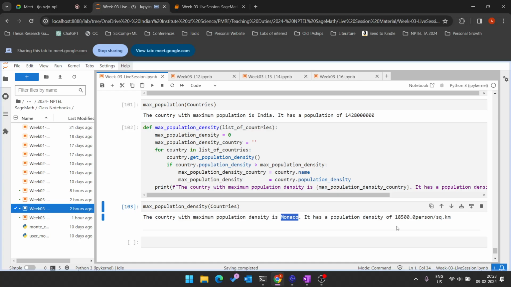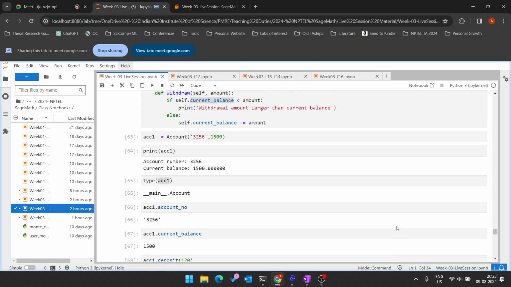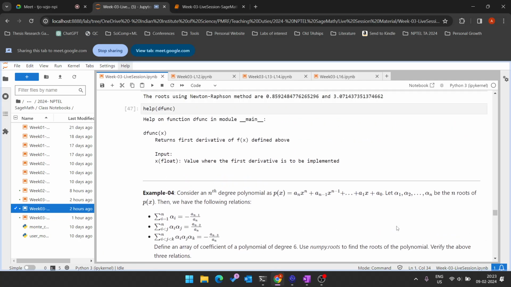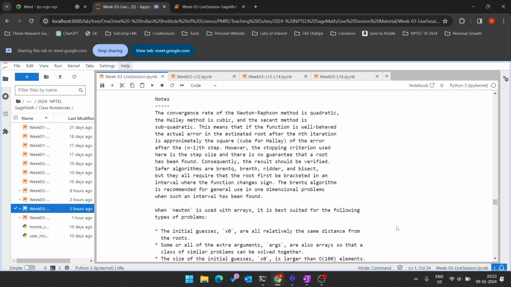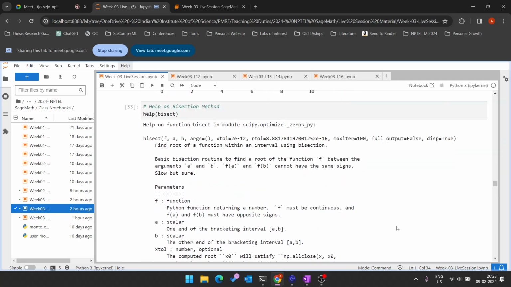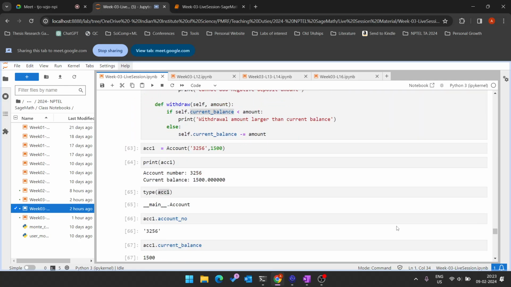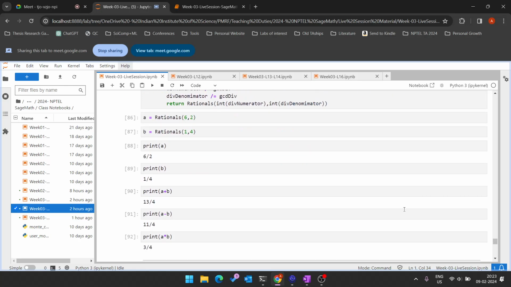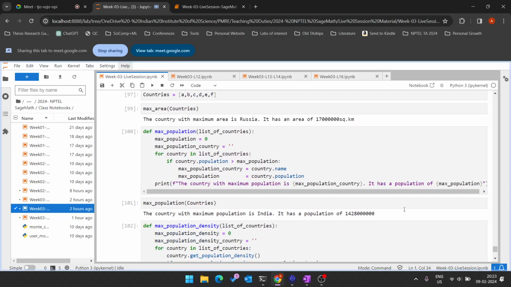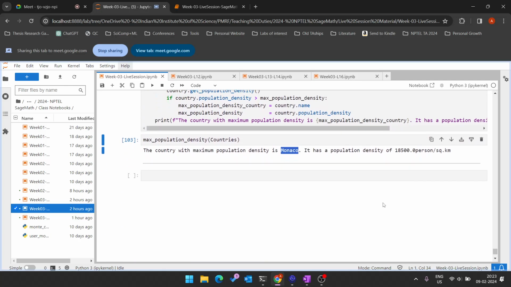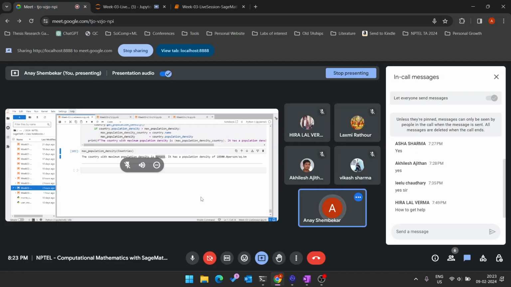All right. So with this notebook, I have covered the first two parts, being classes as well as uses of SciPy and SymPy. Now I also have a small set of problems for SageMath, which was introduced. I'll share that screen now.